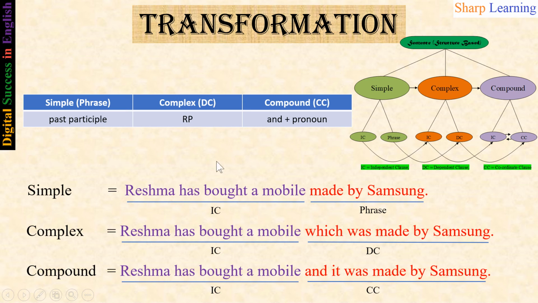So what are the basic changes here? "Made by Samsung" is a past participle phrase, and for making it a DC, for making a complex sentence, we have to use a relative pronoun, that means who, what, that, whom, whose, etc. But you have to use the suitable pronoun. Then for making a compound we have used "and" plus a suitable pronoun. Yes, "and" plus a suitable pronoun. For the mobile phone, we have used "it" here.